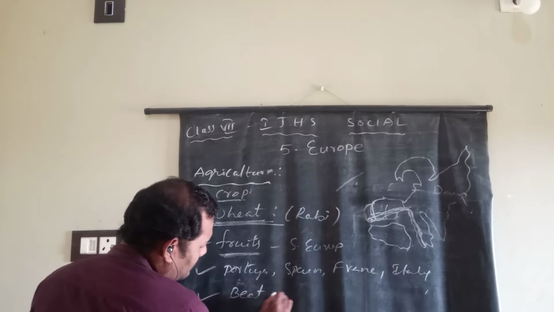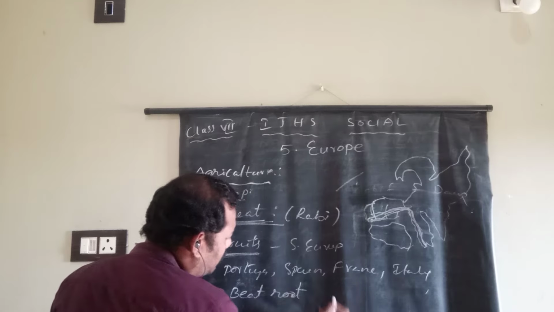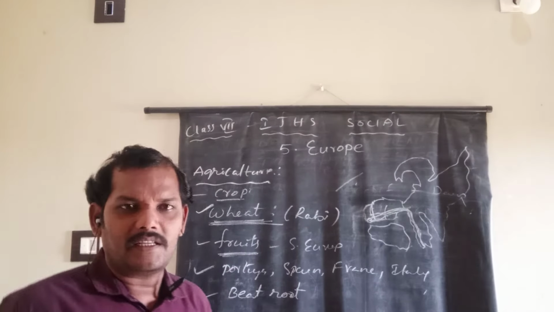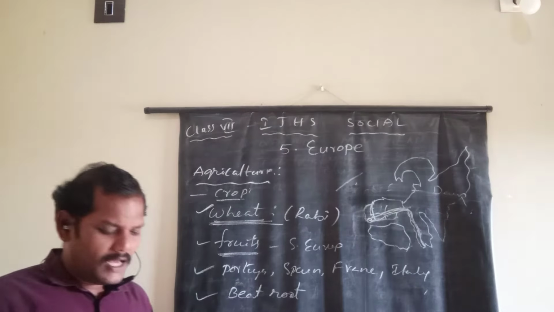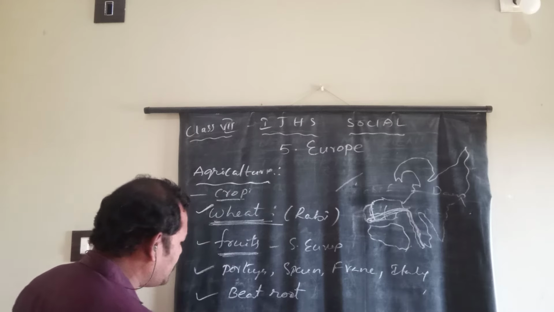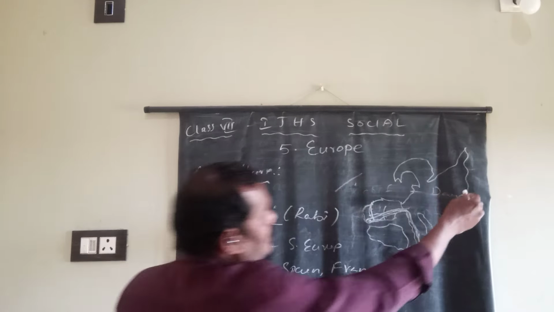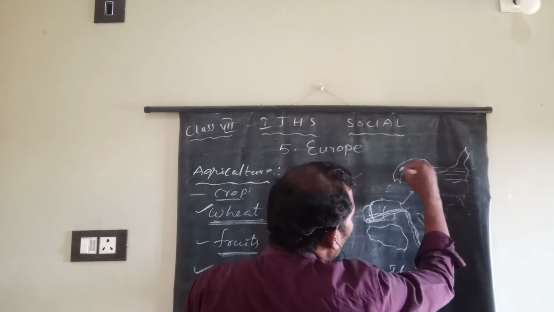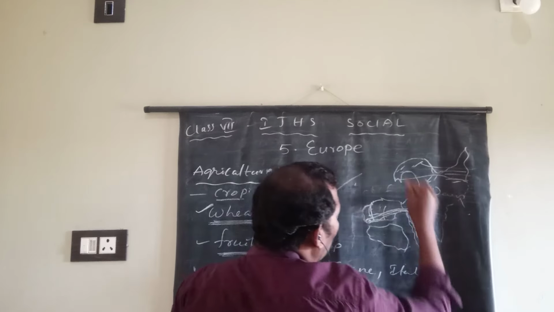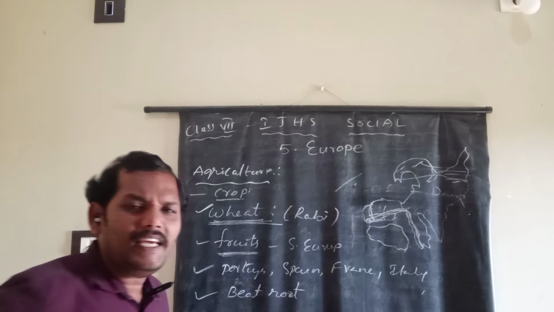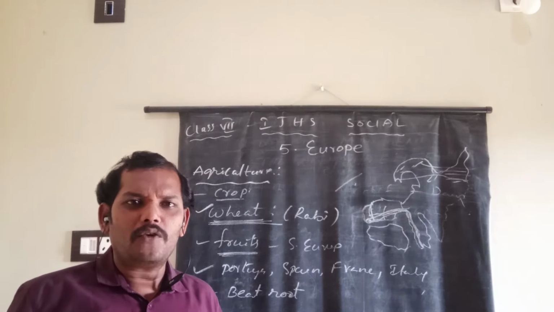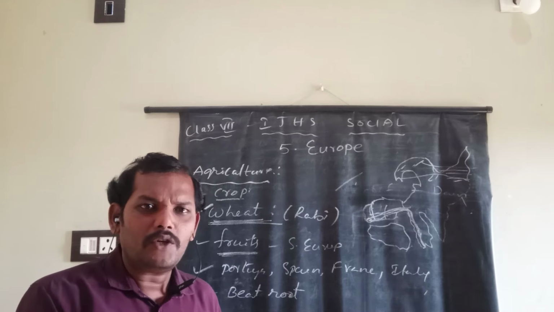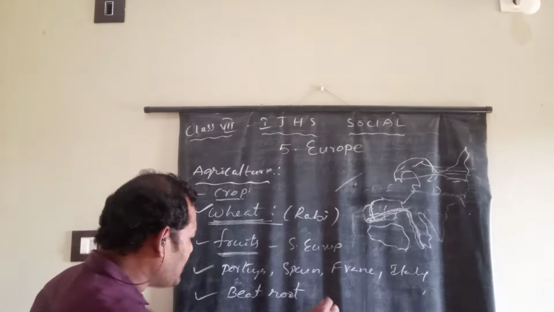Beetroot. You know beetroot helps increase the hemoglobin percentage in our body, right? It is very healthy food. This beetroot is grown in eastern countries. What countries here? The eastern countries, Russia, Norway, and these countries grow beetroot. Mainly we use beetroot for food, but they use beetroot for making sugar. This is an important point.